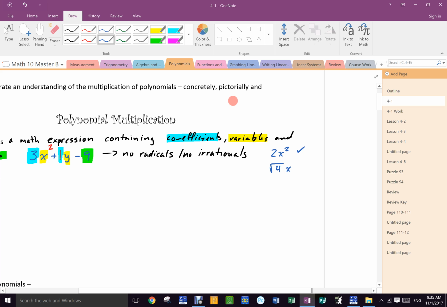In my earlier example, when I put root 48 up there, what did I say you should have done to it? Simplify it. So what's the square root of 4? So what's this really? 2x. Is it a polynomial? Yes. Does everybody understand why?